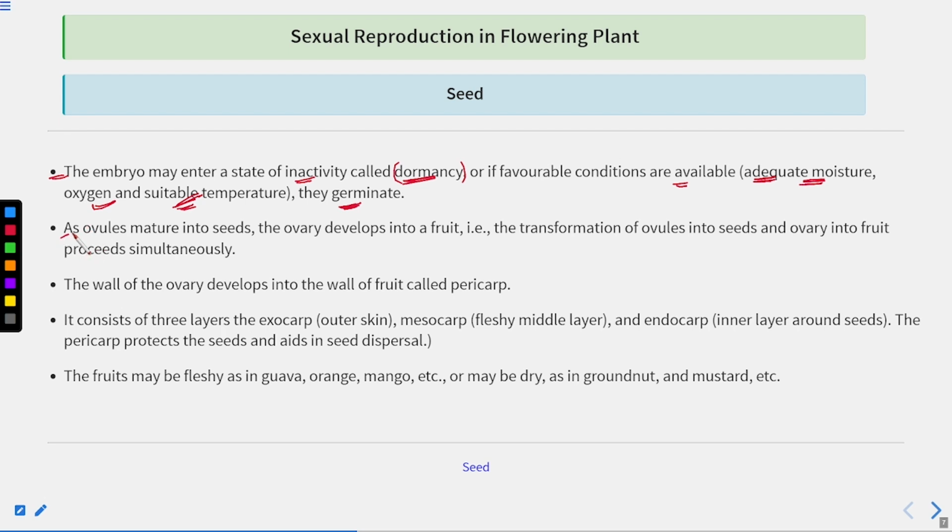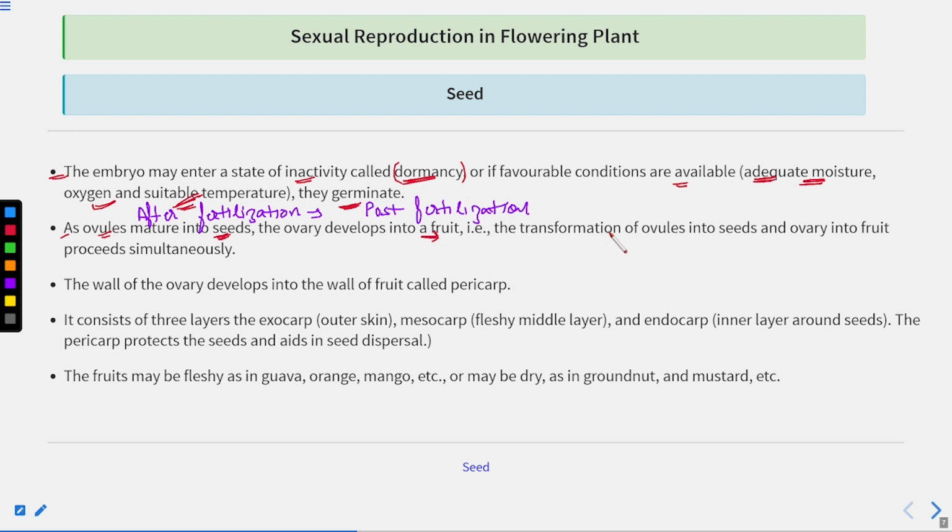Now next, as ovules mature into the seeds, we know that the fertilized ovules are known as the seed. So after fertilization, the ovules are transformed into the seeds. The ovary develops into the fruit. Ovules develop into seed, and the ovary will develop into the fruit. So this is happening where? This is happening after fertilization, all these events are post fertilization. Clear?